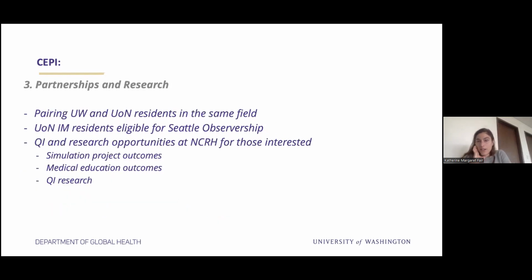And then one of our important goals also, as I alluded to, is having learners from Nairobi come to Seattle for an observership, see the way that our ICU works or our specialty care works, and participate in research to advance the amount of publications and understanding of disease processes that they see in their setting.